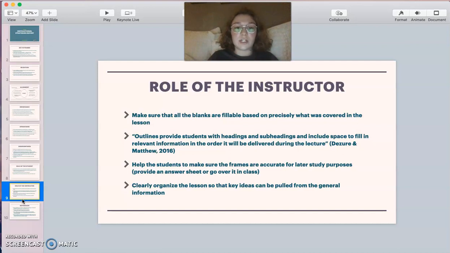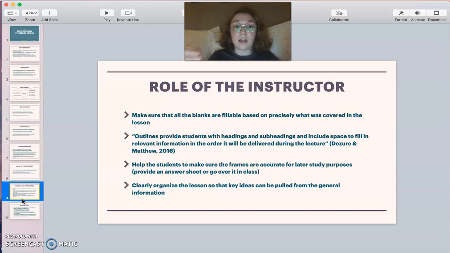And then the role of the instructor is to make sure that all of the blanks are fillable based on precisely what they covered in the lesson. They have to make sure that they're giving all the information that the students need to find the answers. It's important that the information go in order. So in a test, sometimes you have this random scattering of information because it's more difficult for them to find the answers.